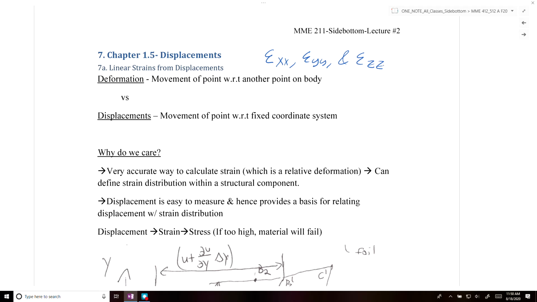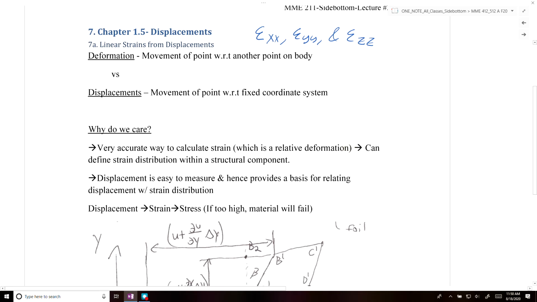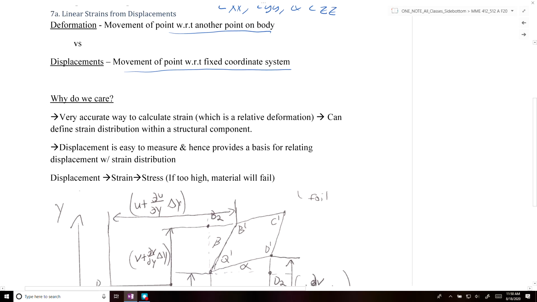When we're talking about displacement, we're talking about the movement of a point with respect to a fixed coordinate system. What we're interested in, and how we can calculate the strain, is we need to know the deformation of that point, so the movement of the point with respect to another point on a rigid body. The reason we care about this is that we can use this to determine the strain within a system. If we can determine the strain within an engineering component, we can use that strain to then determine the stress within the component.